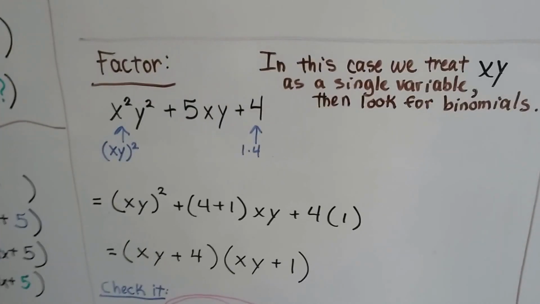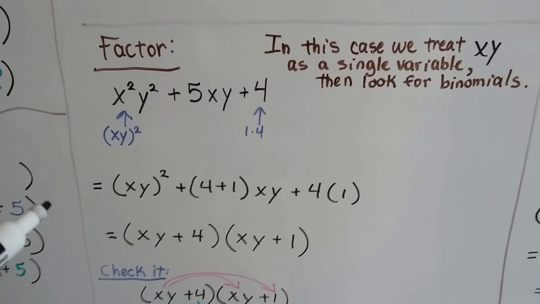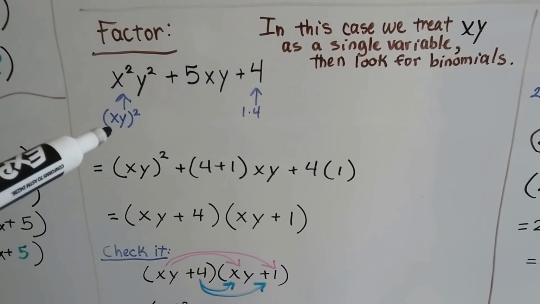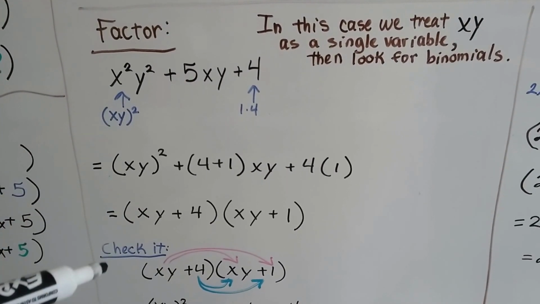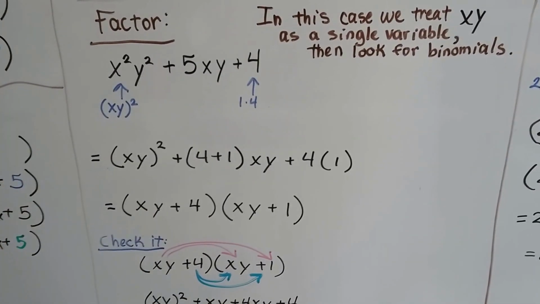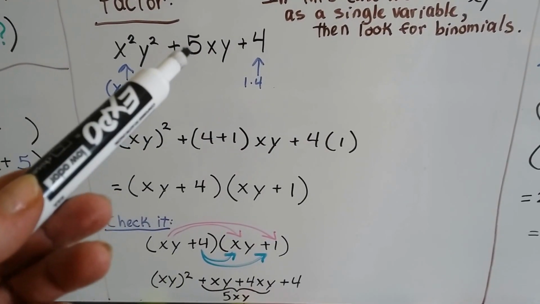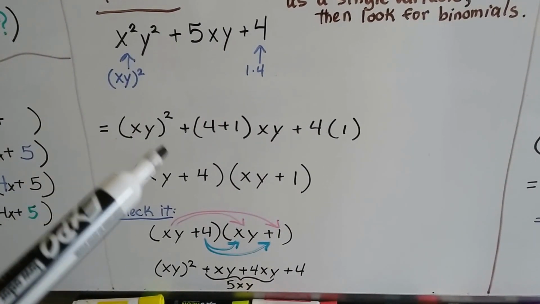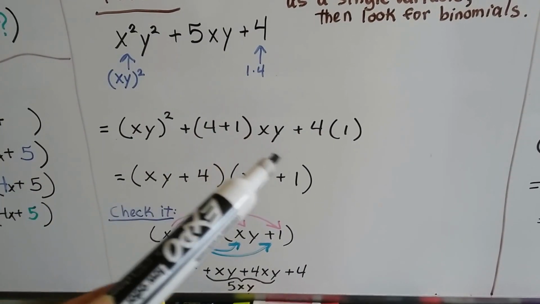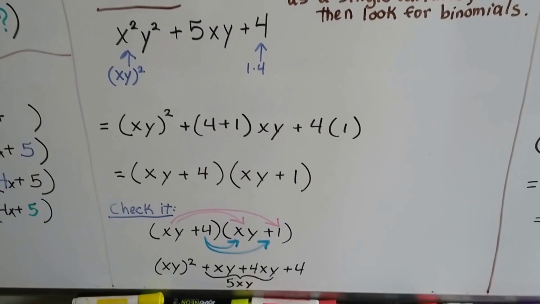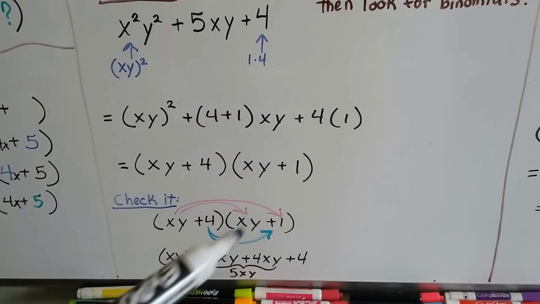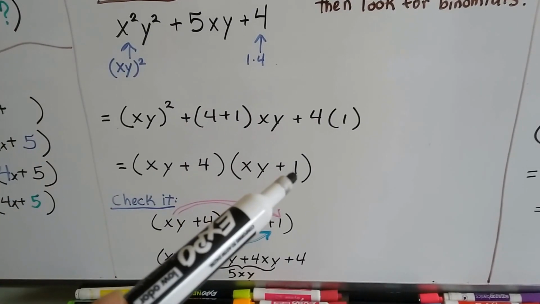Now let's take a look at this one. In this case, we're going to treat the x and y as a single variable and then look for binomials. So this x squared y squared, we can just put the x and y in parentheses with the square on the outside. This is going to be a 1 times 4, because that's going to help us get to the 5, isn't it? So we've got xy squared plus a 4 plus 1 xy plus a 4 times 1. We can put the xy in front in each set of parentheses. We can put a plus 4 here and a plus 1 there.